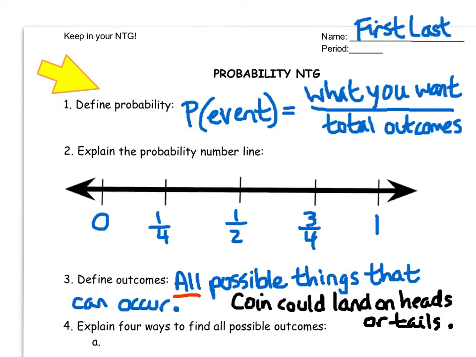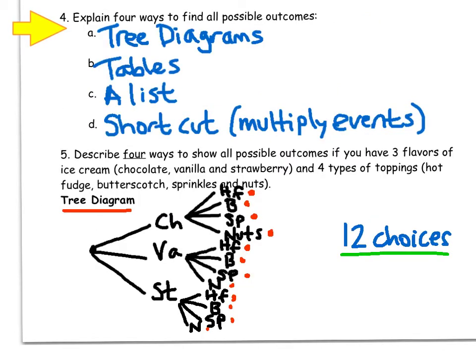That's what we say. Now, definitions of outcomes, that could be all the possible things that can occur, everything that can occur. And so if I'm just saying what are the outcomes for a coin, well, a coin could land on heads or tails. So that would be a total of 2 outcomes. Okay, so I keep using this word outcomes.